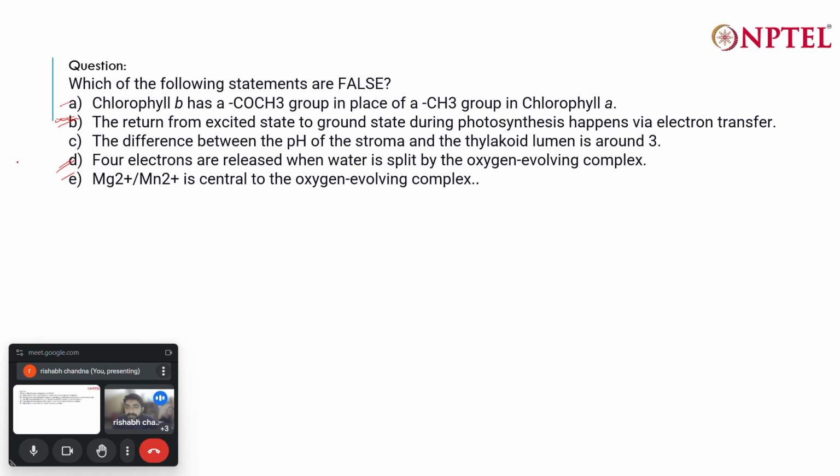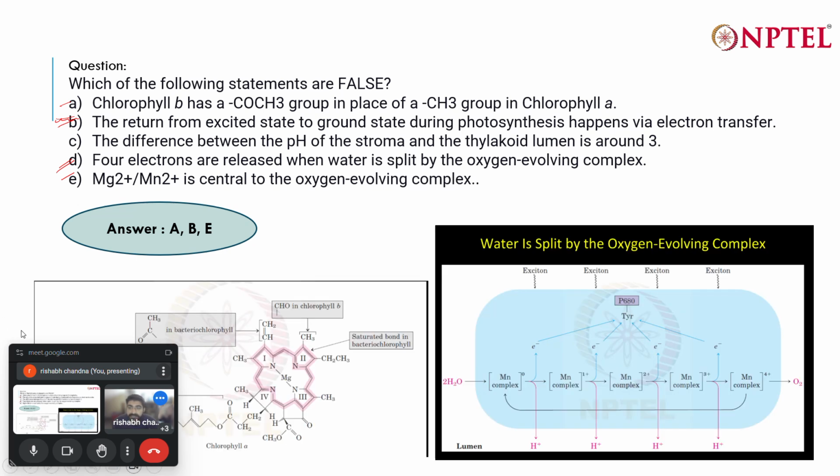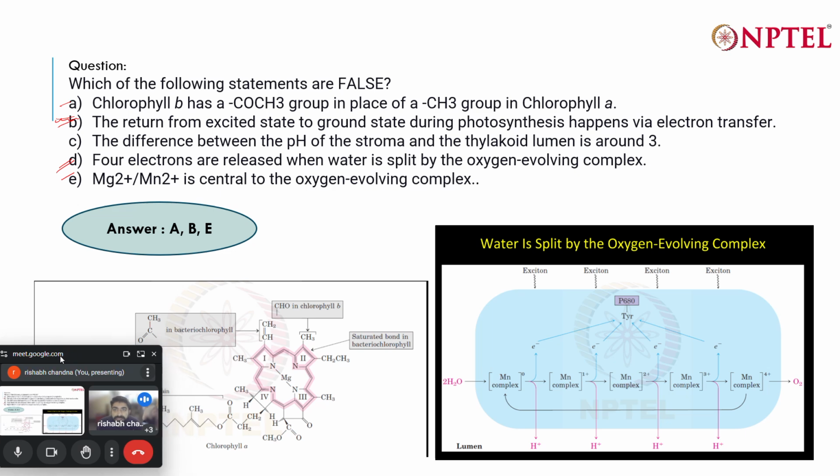Okay, so let's see the answer. So the correct answer is A, B, and E. Okay, and here is the explanation. So first statement is chlorophyll B has a COCH3 group in place of CH3 group in chlorophyll A. This is a molecule of chlorophyll, and here is the CH3 group in chlorophyll A. And in place of CH3, it's the CHO group in chlorophyll B. Here it is mentioned COCH3.